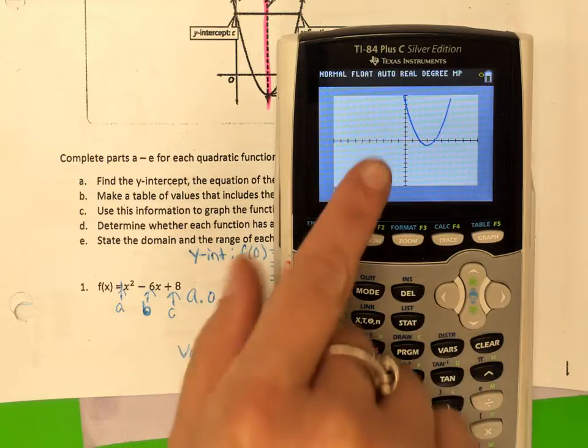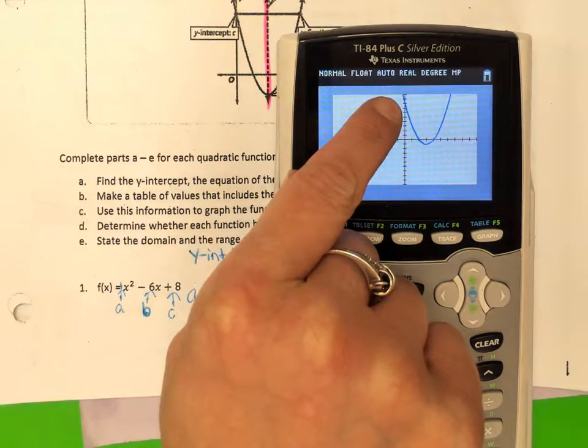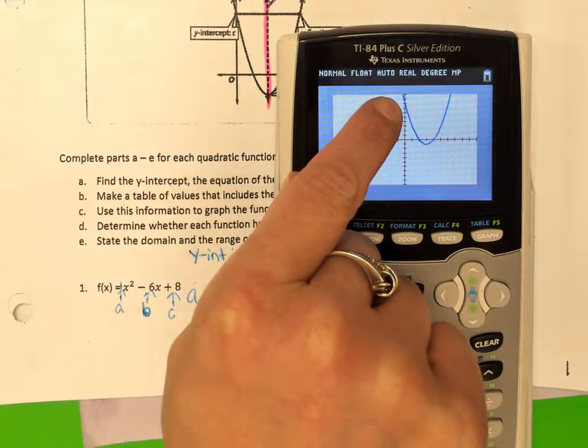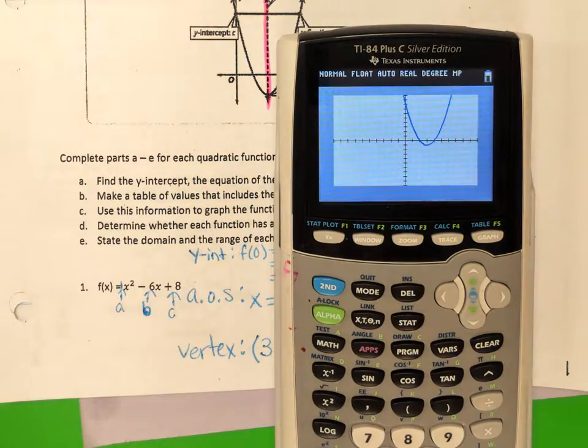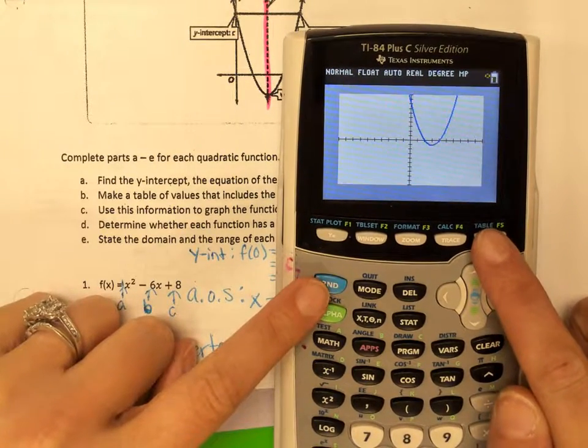And looky there. If I go up 8, what happened when I went up 8? There's the y-intercept. There you go. All right, now, my calculator will give me a table of values. So come on, my freshman babies that I had. Where we go? Second graph or second table, however you want to say it.